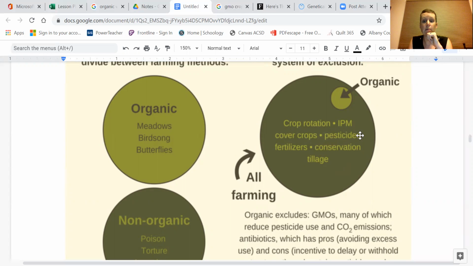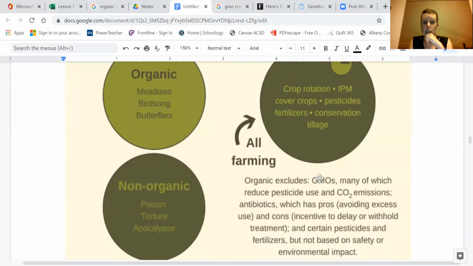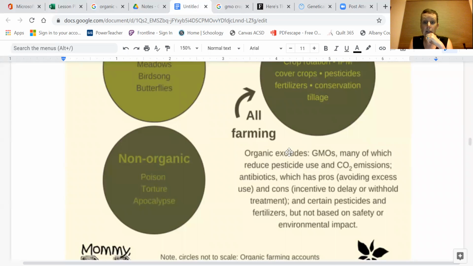Pesticides, again, this is misleading. Organic does have pesticides. They are just natural pesticides, okay? And this is synthetic pesticides. Fertilizers, same thing. And then conservation tillage, right? So here's some more exclusions.